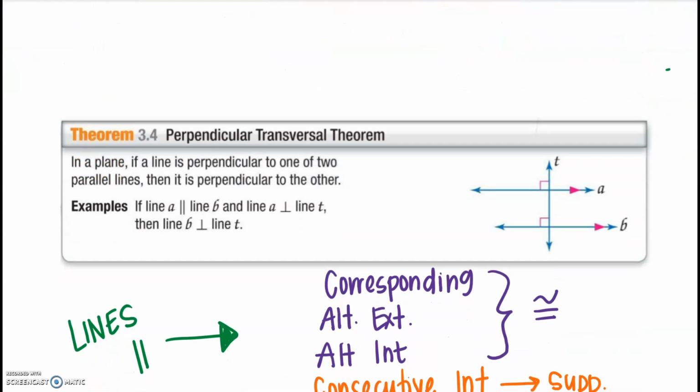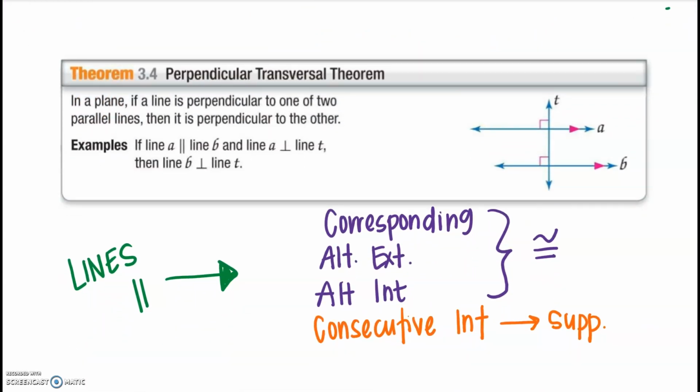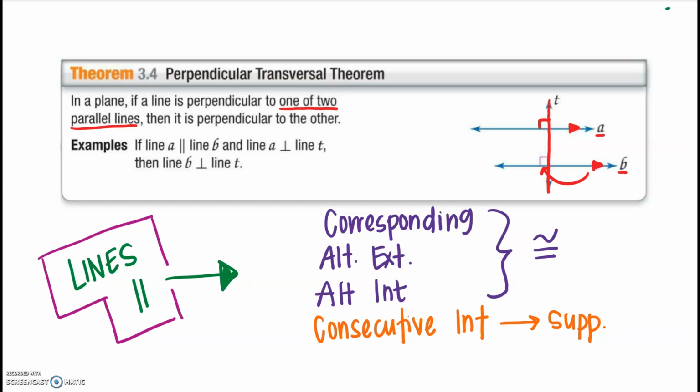All right, and then the last one that we're going to talk about is just your perpendicular transversal theorem. It just says, in a plane, if a line is perpendicular to one of two parallel lines, then it is perpendicular to the other. So if I know that T is perpendicular to A, and I also know that A and B are parallel, that would imply that T is perpendicular to B also. All right, and then just a little reminder, if you have parallel lines, here are the relationships that give you a little bit extra to solve some more problems.